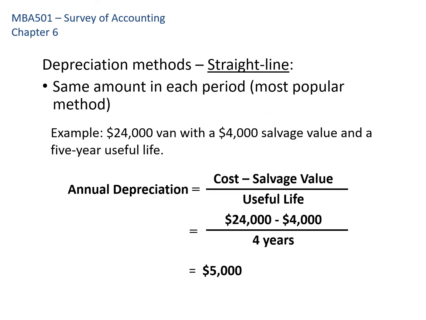So the most common method, again, is the straight line method of depreciation, and that's what it sounds like. It takes a linear approach to it. In this case, let's say we have a $24,000 van with a $4,000 salvage value, and we believe it has, I have a typo there, it should say a 4-year useful life. So I take the cost minus the salvage value, that's $20,000, and I divide that by 4 years. That means I would take $5,000 in depreciation each year.